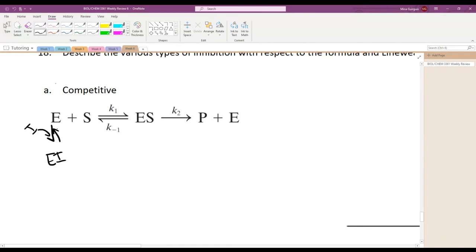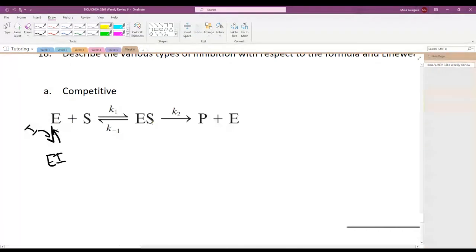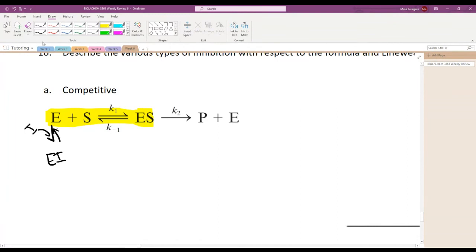And all of this is going to be in reference to this equation. Yes, the product part is important, but it doesn't really change anything for the purposes of the equilibrium. So for this yellow equation, what is happening to my enzyme concentration?